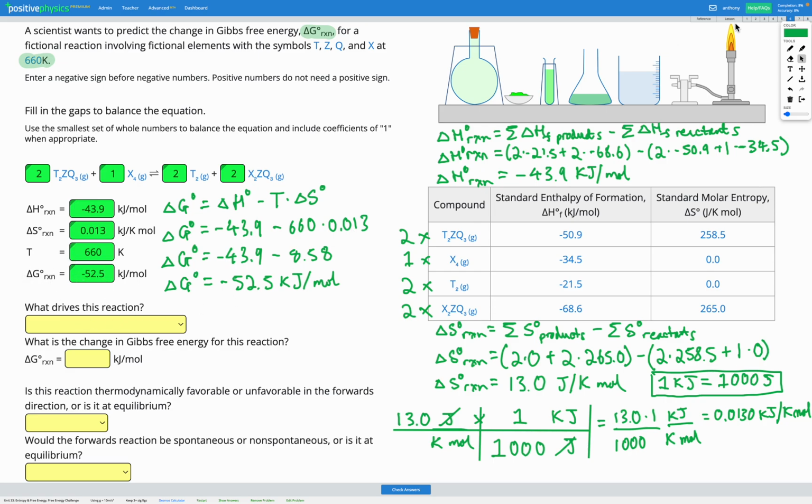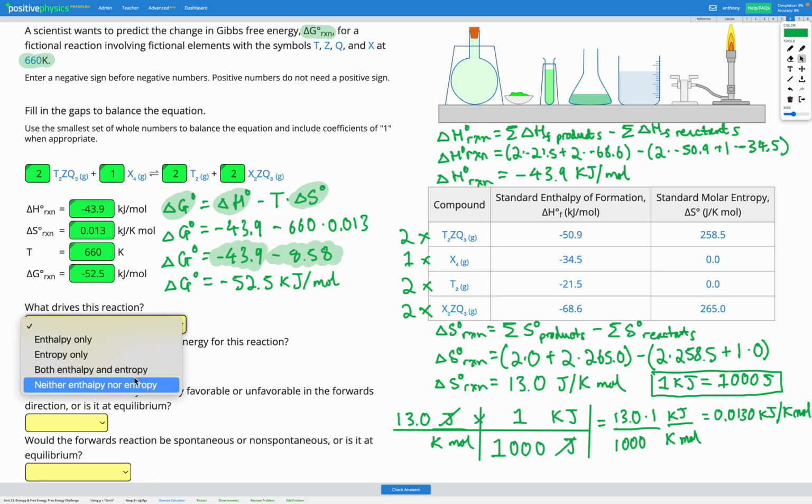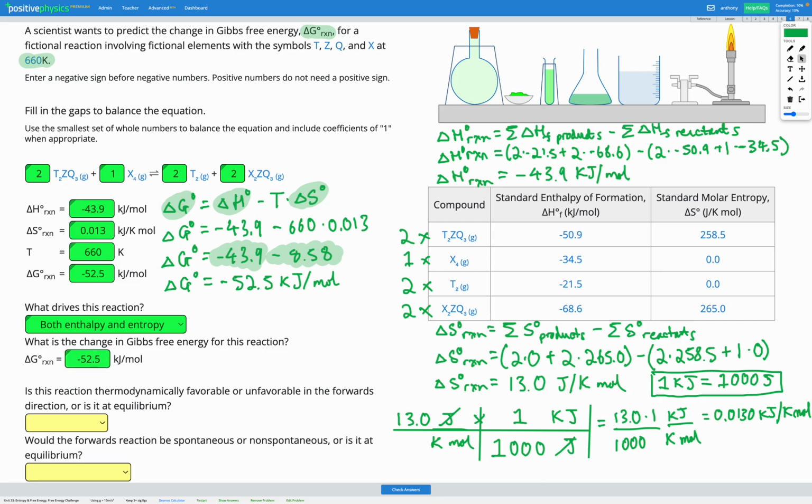Next, we're asked what drives this reaction. Now remember, to drive a reaction, something has to help to make delta G naught more negative. So either that's going to be delta H naught being negative, or since we're subtracting T times delta S naught, if delta S naught is positive, it then gets subtracted to make delta G naught more negative. In this question, we have a negative for our delta H naught, and we have a positive for our delta S naught, making that term negative. So both the enthalpy and the entropy are contributing to driving this reaction. So the answer here is both enthalpy and entropy. And we can fill in our answer here. The change in Gibbs free energy was negative 52.5 kilojoules per mole.